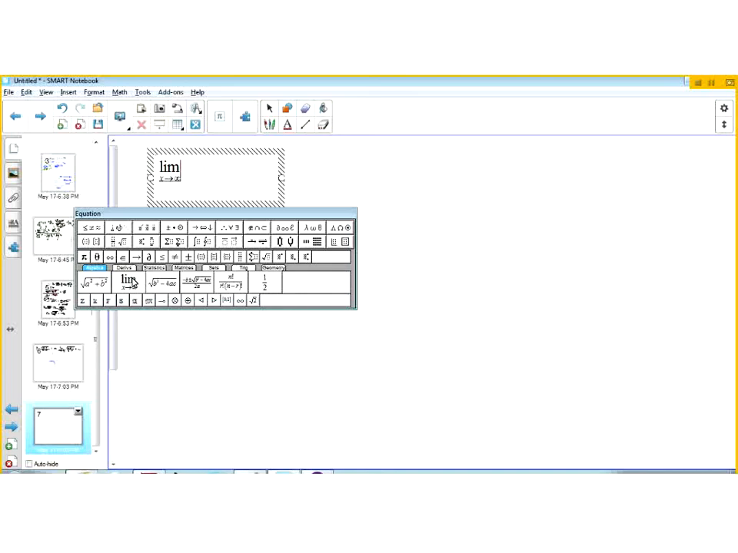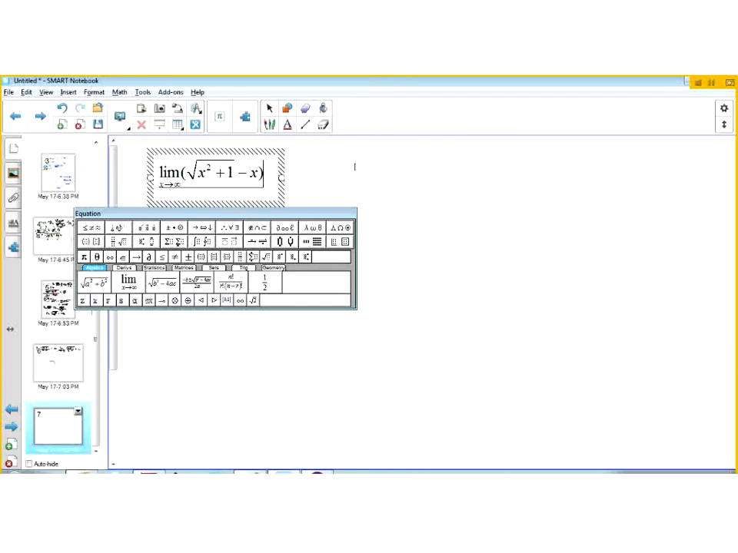So I wish to find the limit as x approaches infinity of the square root of x squared plus 1 minus x.